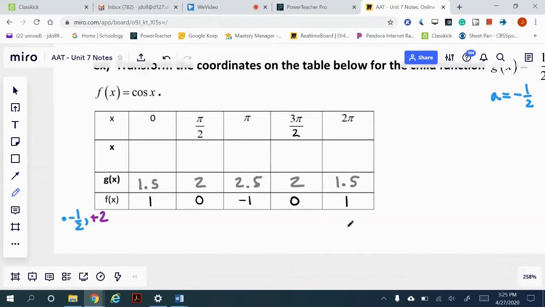What you'll notice here, guys, is that the negative a value caused this to change. The 0, 1, and this 2 pi 1 were maximums, but now you can see they reflected, and that 1.5 is actually the lowest value in that period.